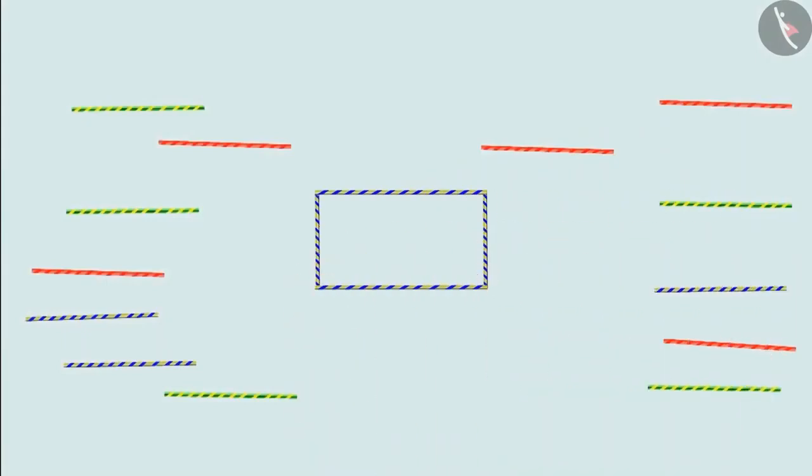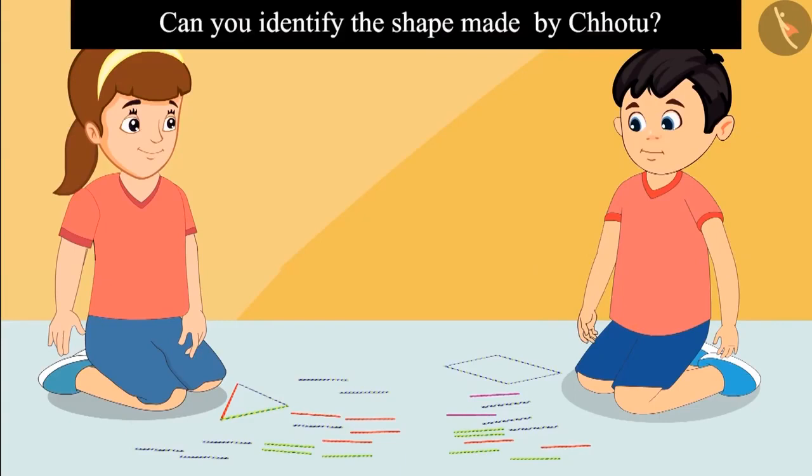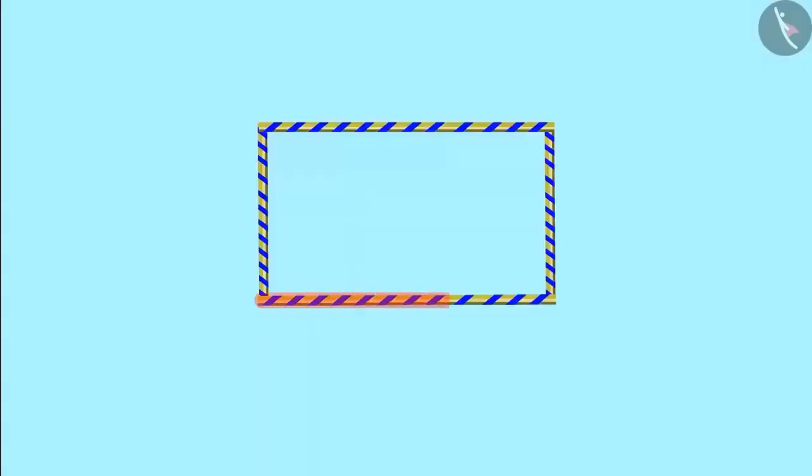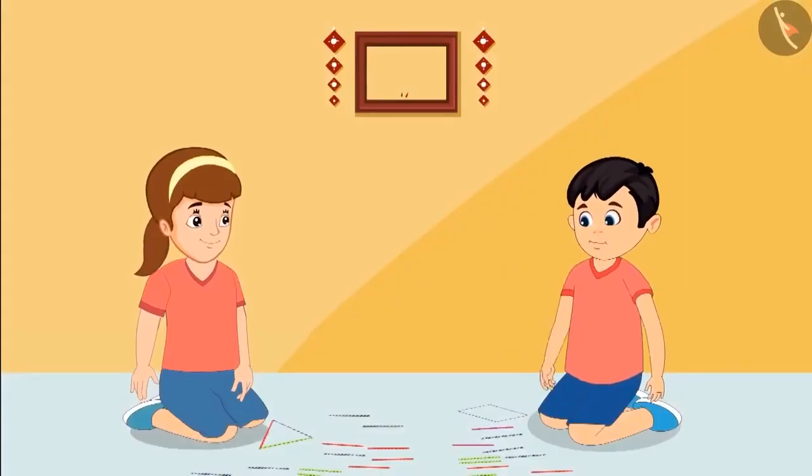Okay, Chotu. I made the shape with four straws. So tell me, what is this shape? Children, do you know which shape is this? Come on, let us see. It is made of four straws. This means it is a rectangle. Yes, Neha, you are right. Now I will also make a rectangle.